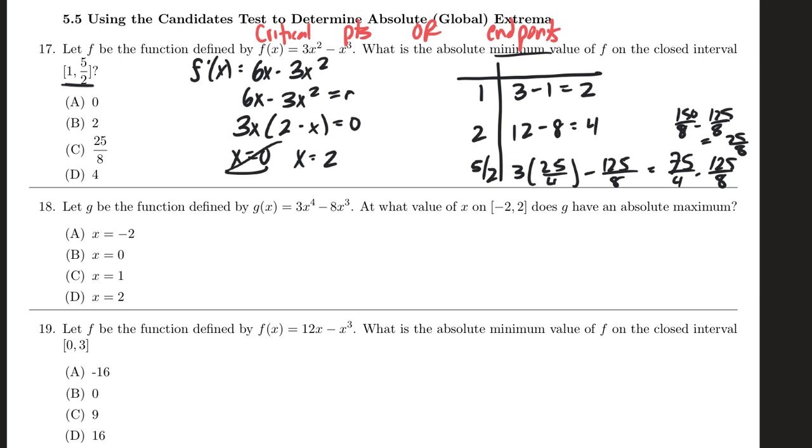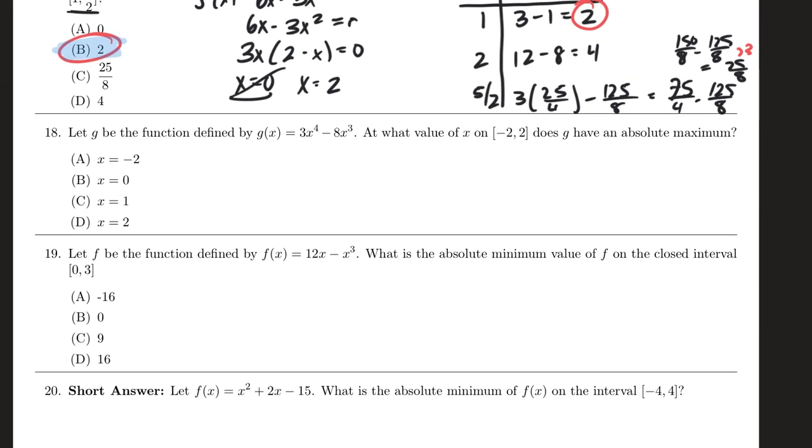All right, so which of these numbers is the smallest? I'm looking for a minimum. 25 divided by 8. 8 times 3 is 24, so this is a little bit bigger than 3. So if I'm looking for the smallest number, that number is a little bit bigger than 3, so 2 is my smallest number. All right, so B is our right answer.